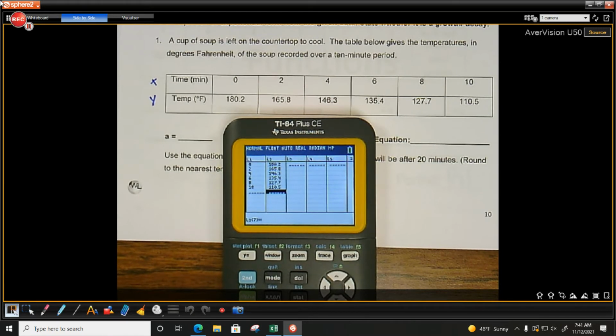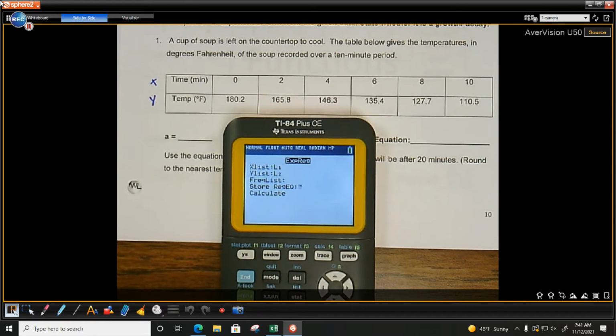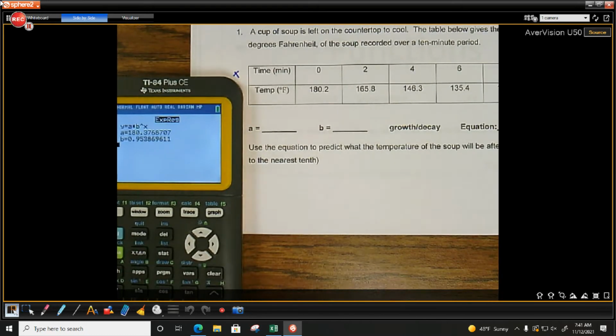Once you put your values in, go back to stat, arrow over to calc, hit 0, enter, enter, enter, enter, enter. And there's my A and my B. We're going to round to the nearest hundredth again, okay? 2 numbers after the decimal.